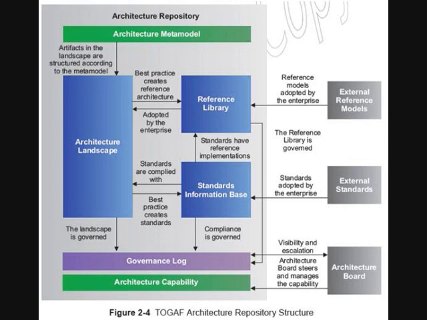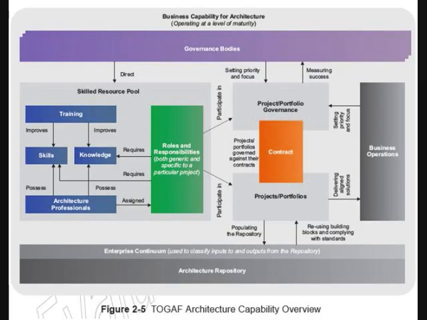Establishing and maintaining an enterprise architecture capability. In order to carry out architectural activity effectively within an enterprise, it is necessary to put in place an appropriate business capability for architecture, through organization structures, roles, responsibilities, skills, and processes.